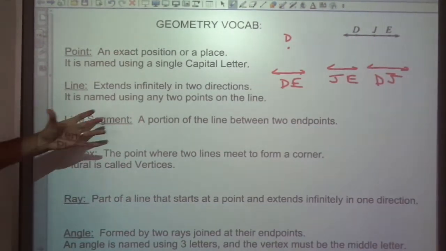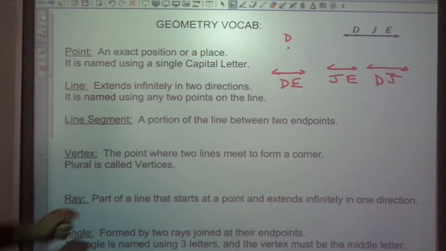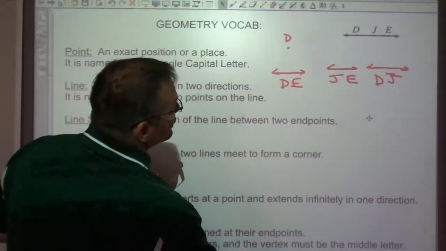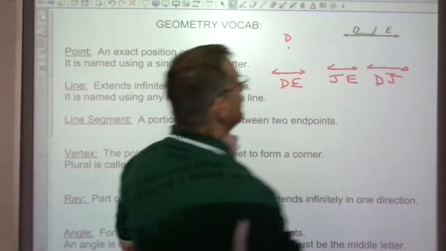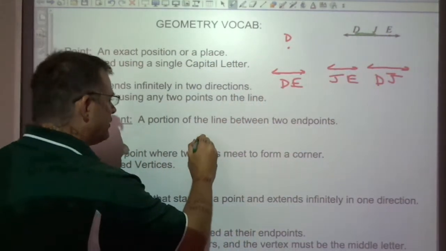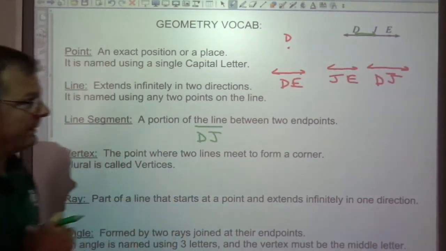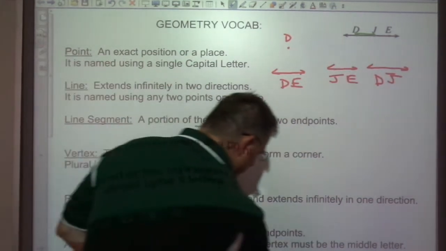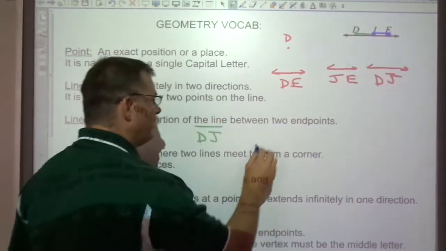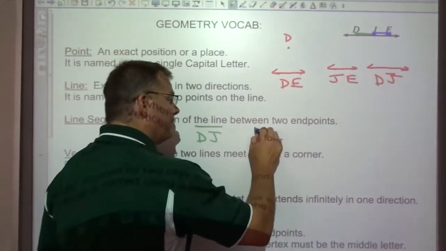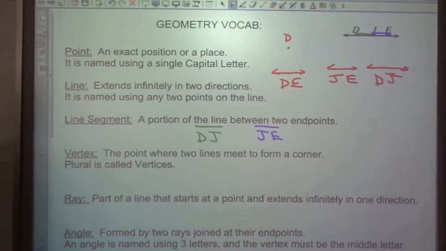Okay? Now a line segment is just a portion of that line where it starts and stops. So for example, if we just wanted to represent from here to here, okay, well then I would just write DJ, and I put a line with no arrows over it. Or if I wanted to represent, let's say, this part from J to E, start and stop, JE, a line segment but no arrows because it's stopping there.